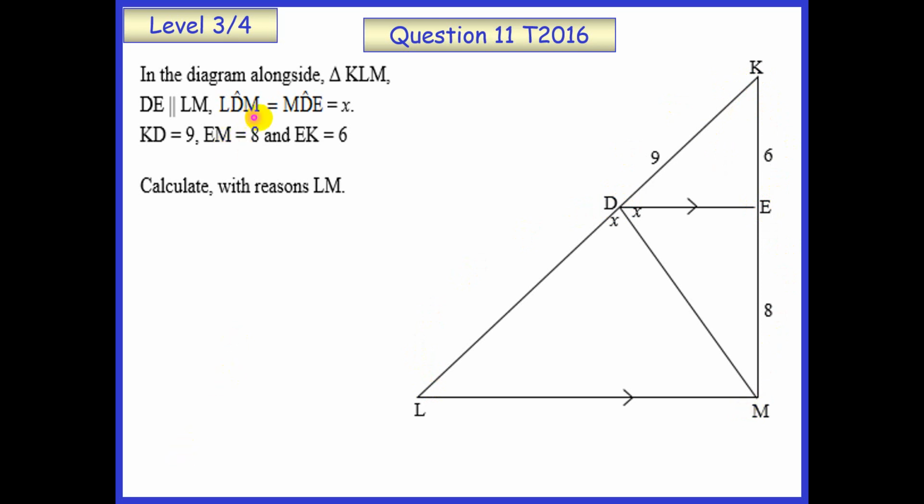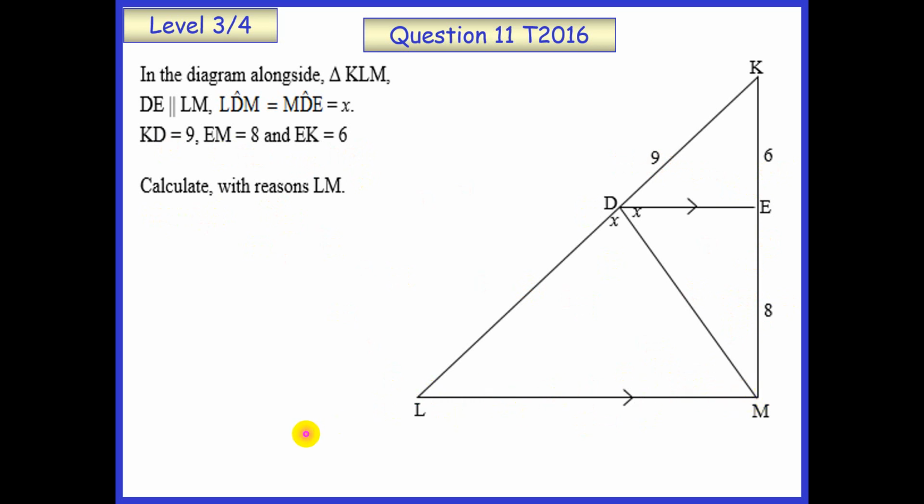It gives us that angle LDM is equal to angle MDE. That's marked for us, X and X. It also shows us that KD is 9, it's in the diagram. EM is 8. And EK is 6. So our first question here is to find LM. Now LM, if you look at it, we don't have much information to work out LM.